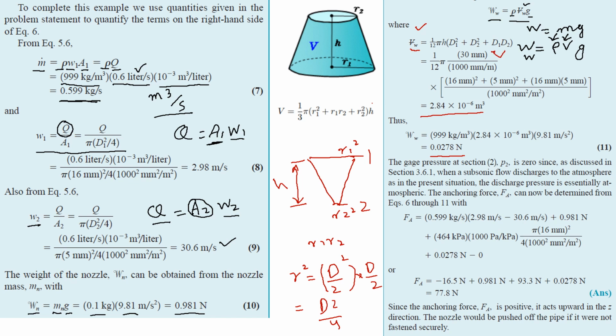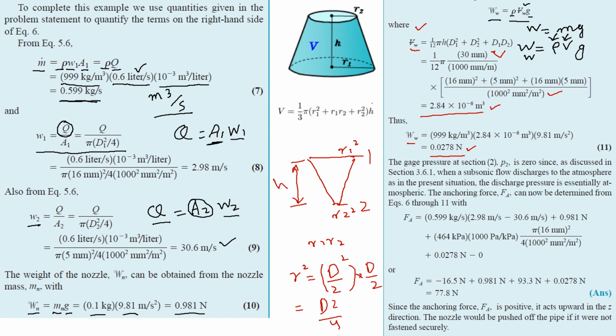The diameters were given in millimeters, and the areas as such will also be calculated out to be millimeter square. So you have to convert them into meter and meter squares to get the volume in meter cube. So you have to be mindful of the units. So the weight of the water will come out to be 0.0278 Newton.